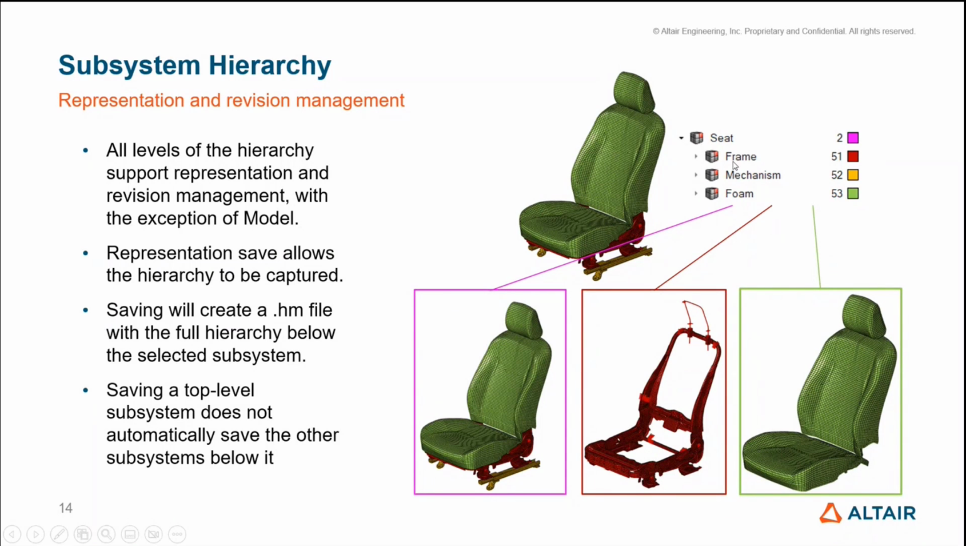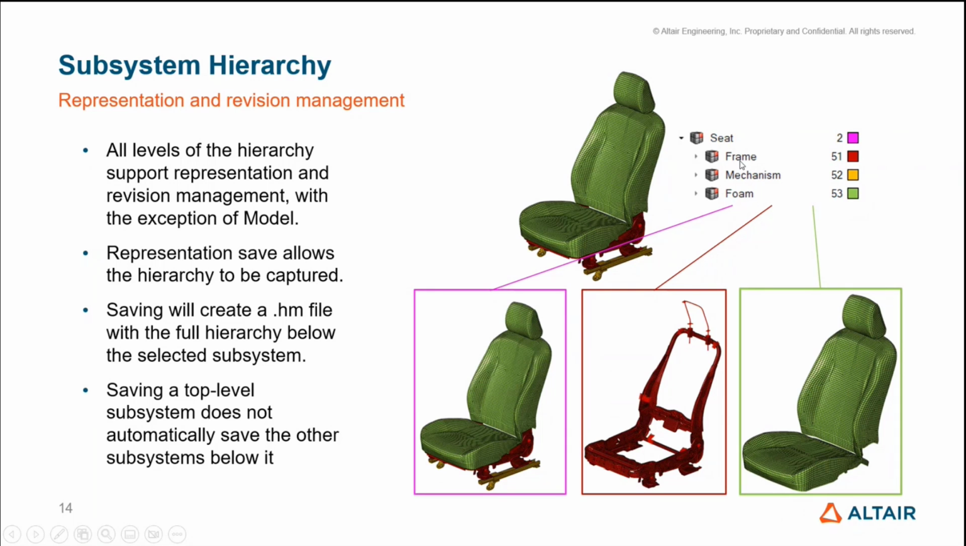I'm just showing 2 levels, but we support even deeper nesting scenarios. If you save a representation at this top level of seat, this pink subsystem, it will save all of the content of the seat subsystem plus all of the content of the subsystems beneath it. If you save at the frame level, it will save just the contents of the frame plus any subsystems beneath frame. And same thing, if you save the content of foam, we save the content of foam independently of mechanism and frame.